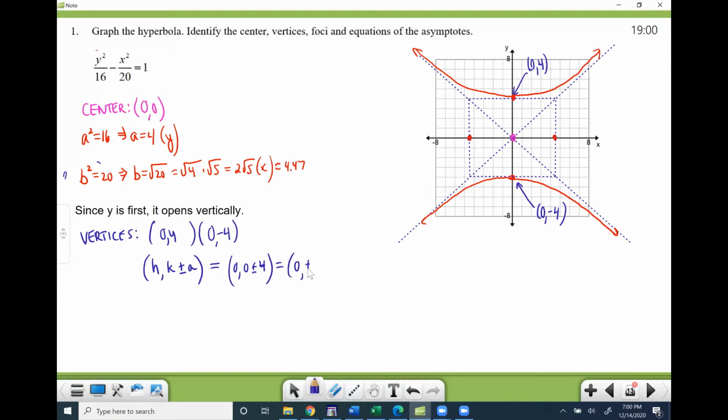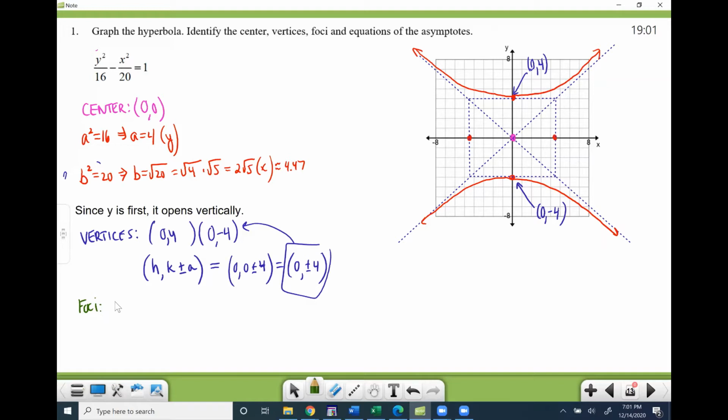So we have 0 and plus or minus 4. And what do you know? It matches what we got from the picture. Okay. For the foci, it's exactly like it was for an ellipse.